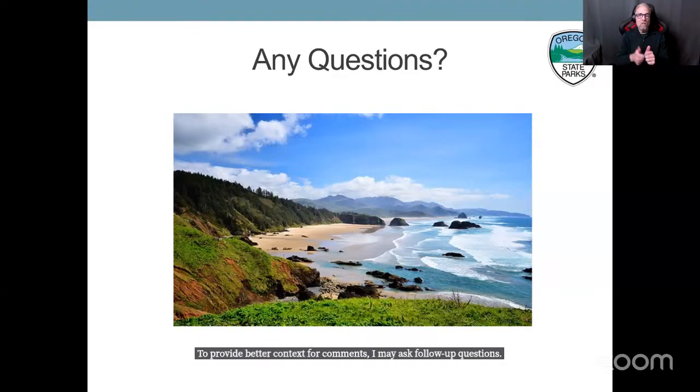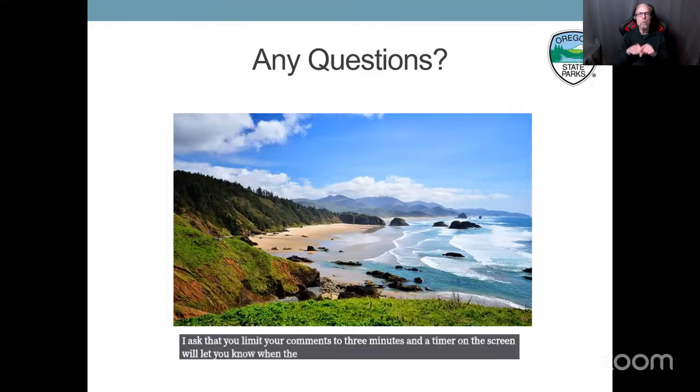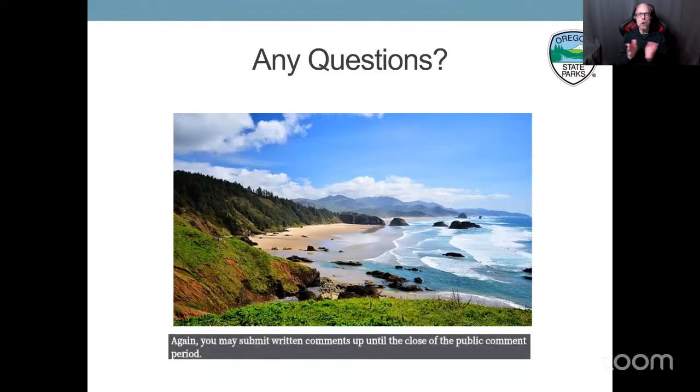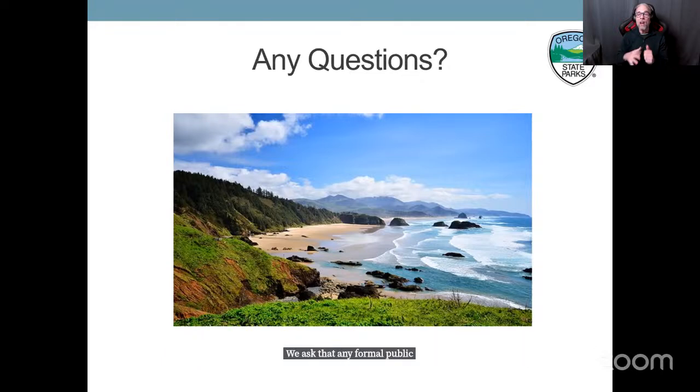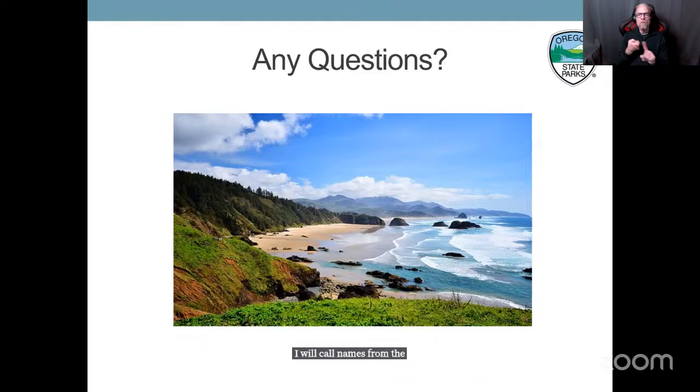To respect each speaker, we ask anyone not presenting to remain quiet. I ask that you limit your comments to 3 minutes, and a timer on the screen will let you know when the time has expired. Again, you may submit written comments up until the close of the public comment period. We ask that any formal public comment be submitted in writing via mail, email, or online. I will call names from the sign-up sheets as I have them.